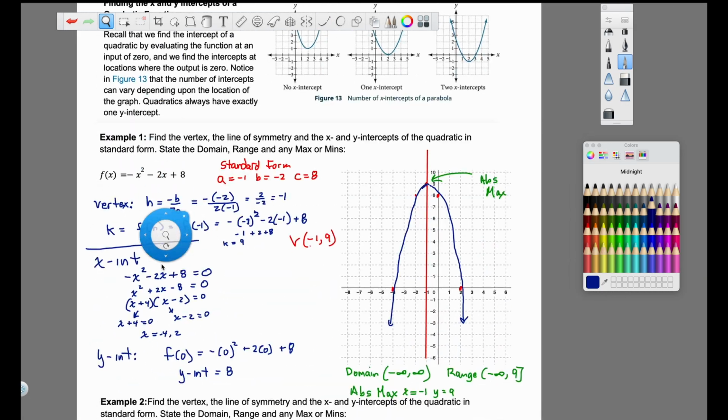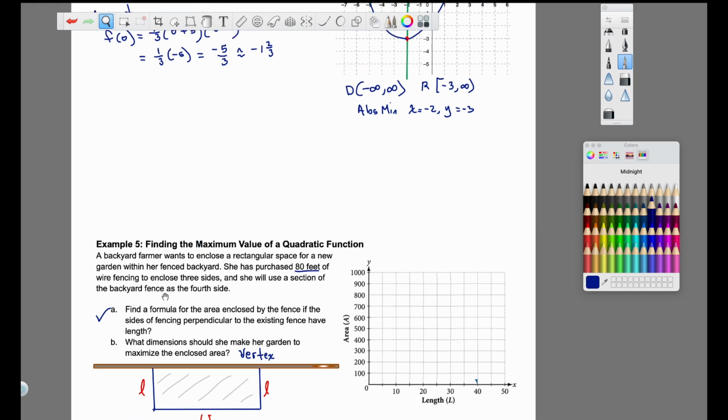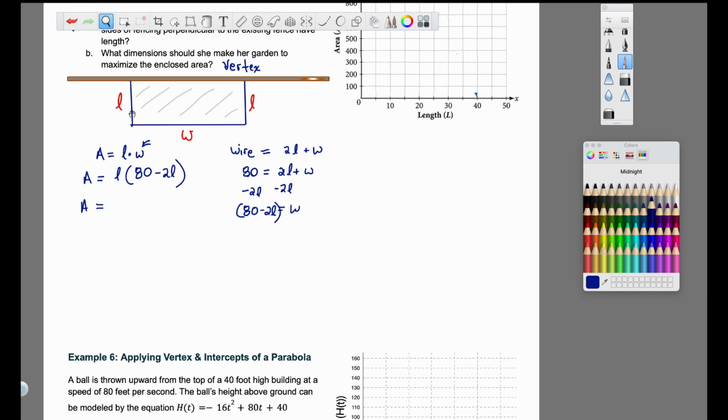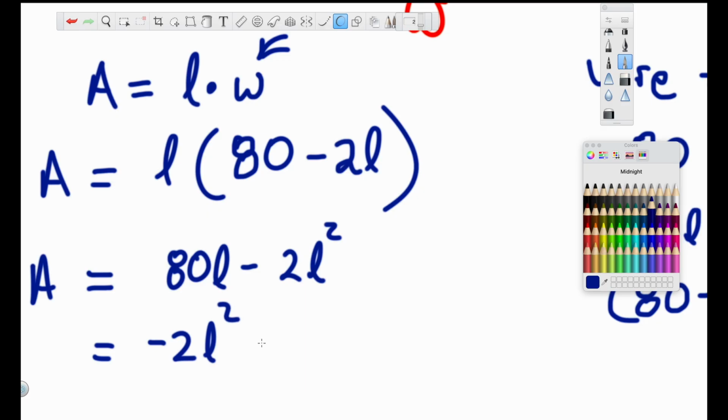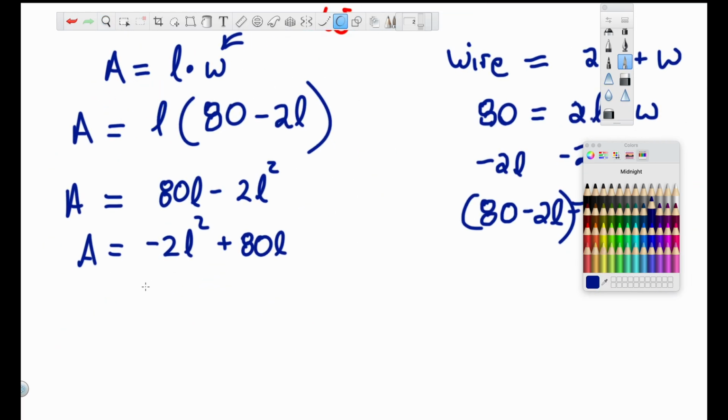So let's multiply. Let's distribute this L. So I get 80L minus 2L squared. Let's write the leading coefficient first, as we would do in standard form. Okay, there we go. We see that our a value is negative, so this is going to open down, which should make sense because we need a maximum value. And we need to find our vertex.